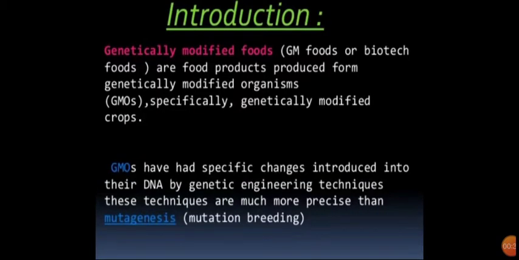Genetically modified foods are those foods which are either produced from genetically modified organisms or genetically modified crops. They are usually produced by introducing some changes in their DNA by applying genetic engineering techniques, namely mutagenesis. Mutagenesis is generally referred to as mutation breeding.